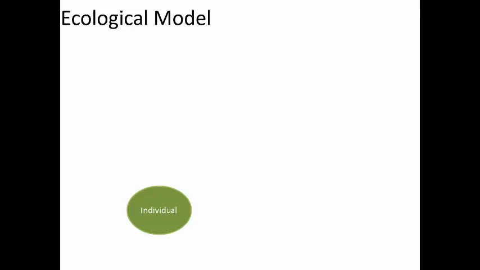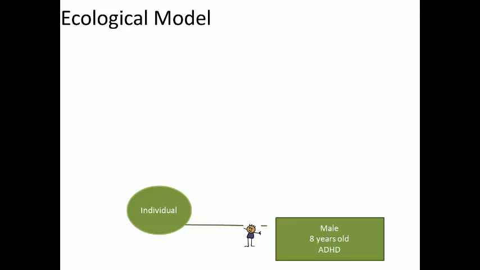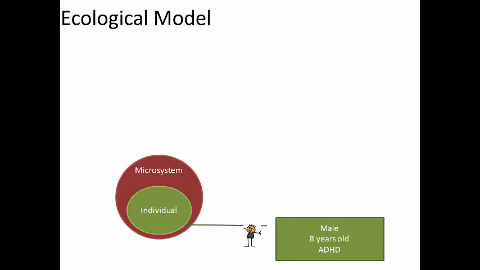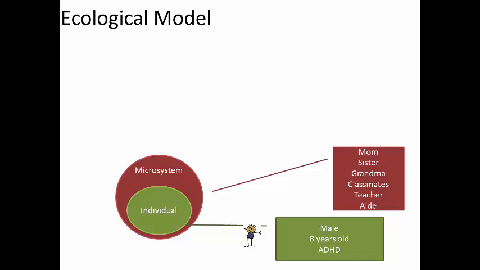At the center you have the individual. So for example, you might have a male 8-year-old child who is diagnosed with ADHD. This child is nested in the microsystem, which is our next system. In the microsystem you have individuals that the child has a direct relationship with, so mom, sister, grandma, classmates, maybe a teacher or teacher aide. Take the child with mom. Mom has a direct influence on the child, so in terms of caretaking activities, there's a direct influence there on the child.